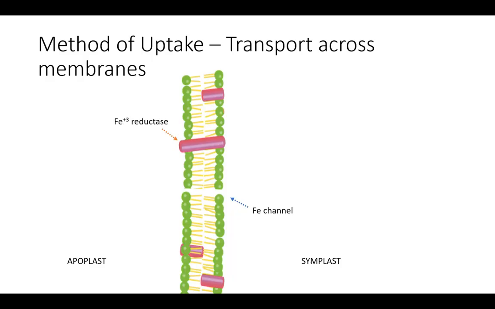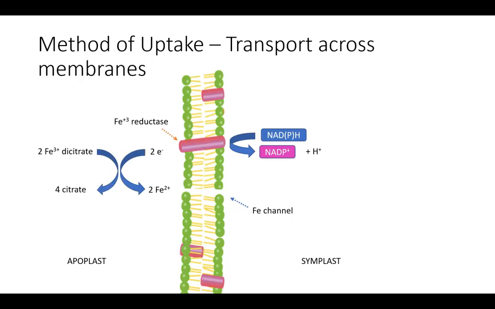We have an enzyme, a protein that goes across the membrane, which in this particular case is represented by this long bar that goes across. That is called iron reductase. There is also a channel, which is an Fe channel, which is where the iron is going to move through. We start out with an NADPH forming NADP and releasing a hydrogen ion. This causes 2 electrons to be released on the apoplast side of the membrane.